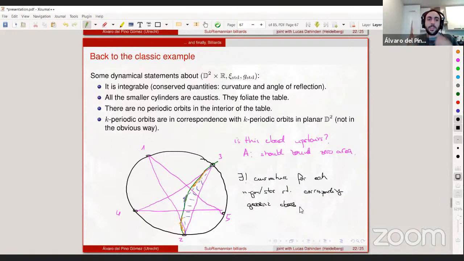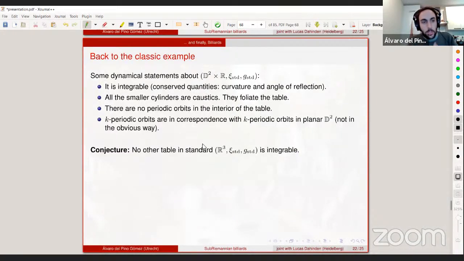Okay, so this is an exercise you can try to do. Think about it. It's kind of funny because it's like nice drawings you do in planar geometry. But what all this says, of course, is that since the table was integrable, I can give you all the periodic orbits. This is the baby example. What is kind of more interesting is that what we don't know is if there's other tables that are completely integrable. And we conjecture that there's none.